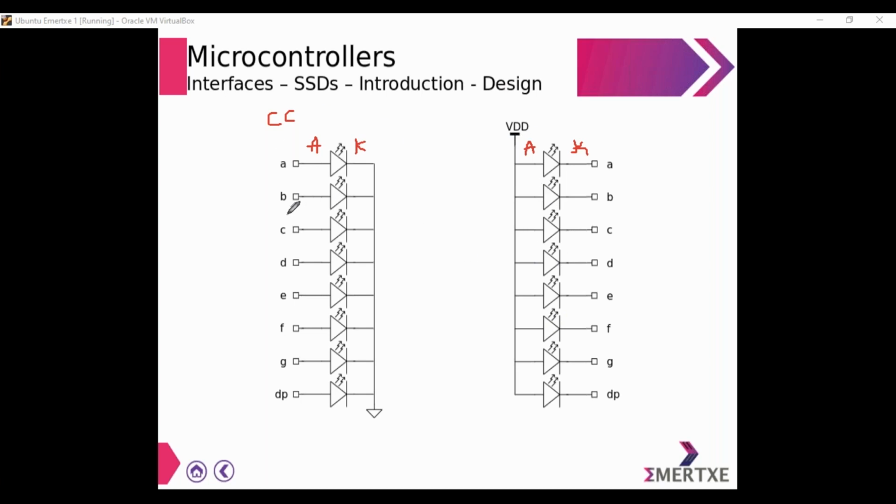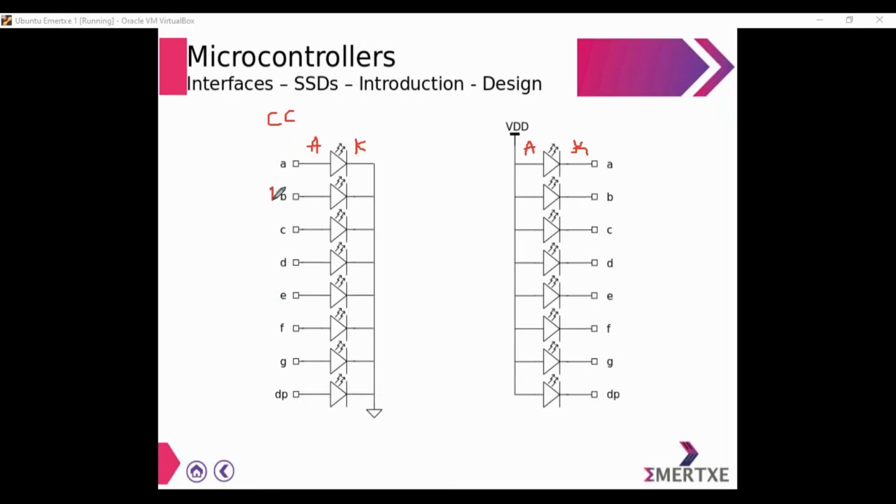Now, if the configuration is common cathode, what should be provided at these pins to turn the corresponding LED on? Assume they are connected to a pin of a microcontroller. What should I be providing? VDD. How do we represent VDD digitally? Yes, you have to be providing a 1.